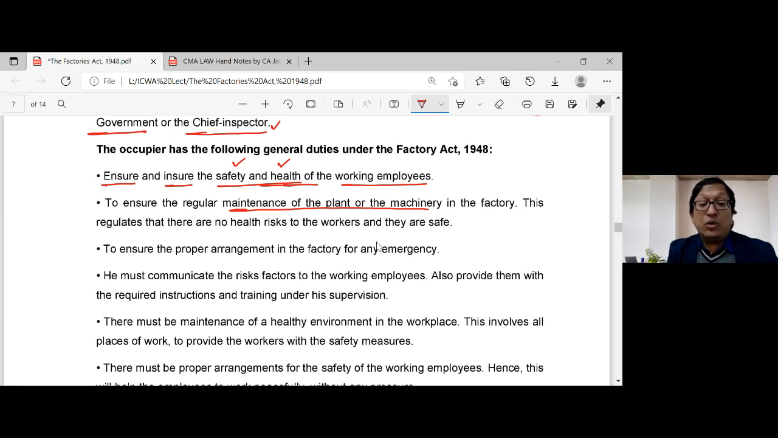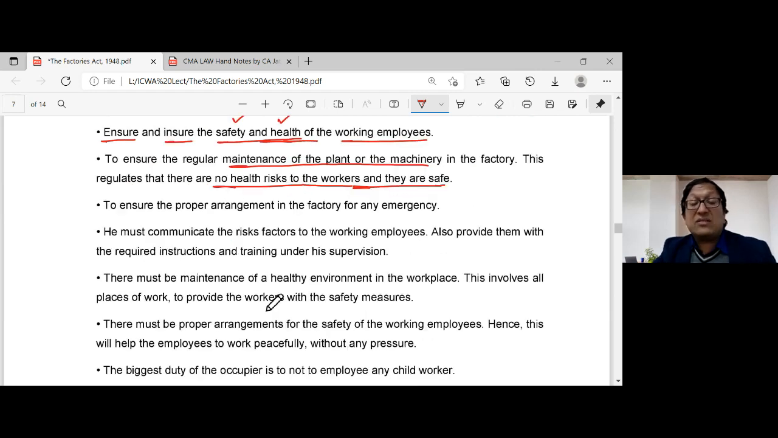This regulates that there are no health risks to the workers and they are safe. To ensure the proper arrangement in the factory for any emergency, like if a fire takes place in some factory, and to ensure the safety of the workers during any such contingencies, it is also the responsibility of the occupier that these things should not take place. And if, God forbid, these things happen in the factory, then what will be the emergency plans and how to look after that is also done by the occupier.